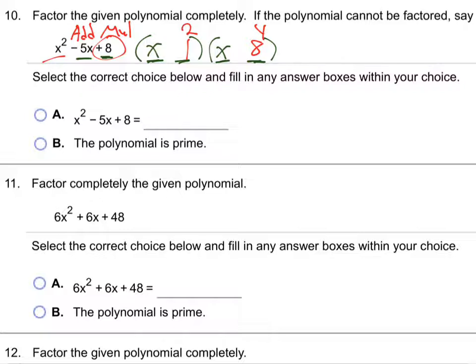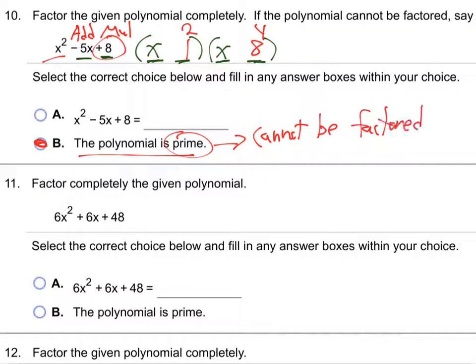What does that mean? The polynomial is prime, which means prime means cannot be factored. That's what a prime is, right? A number you can't break down. Well, this is a polynomial you can't break down. It's a prime polynomial. It cannot be factored. You can't break it down. The numbers just don't work.